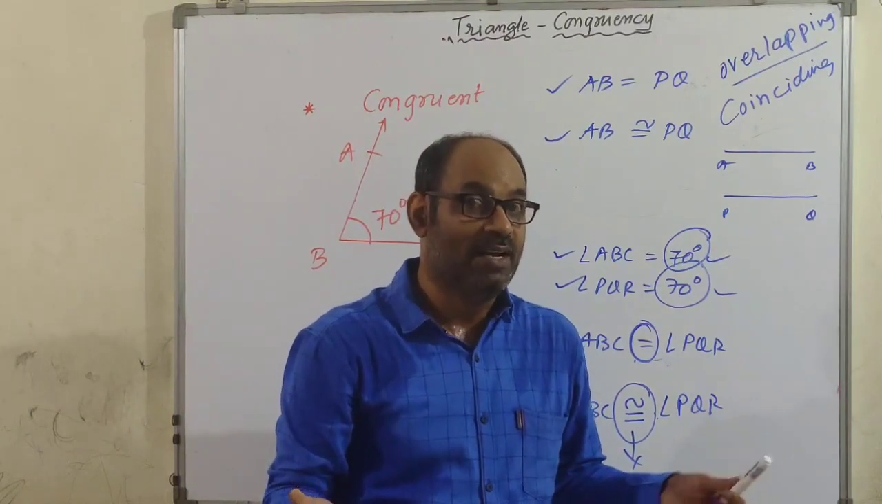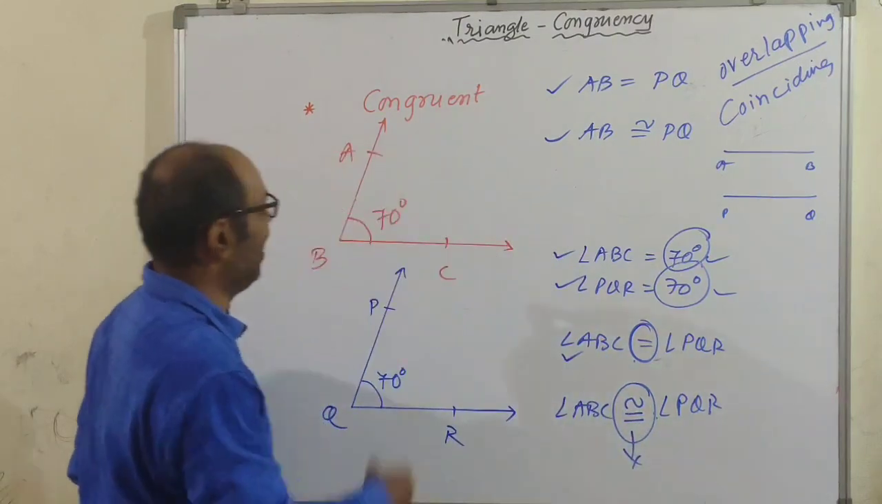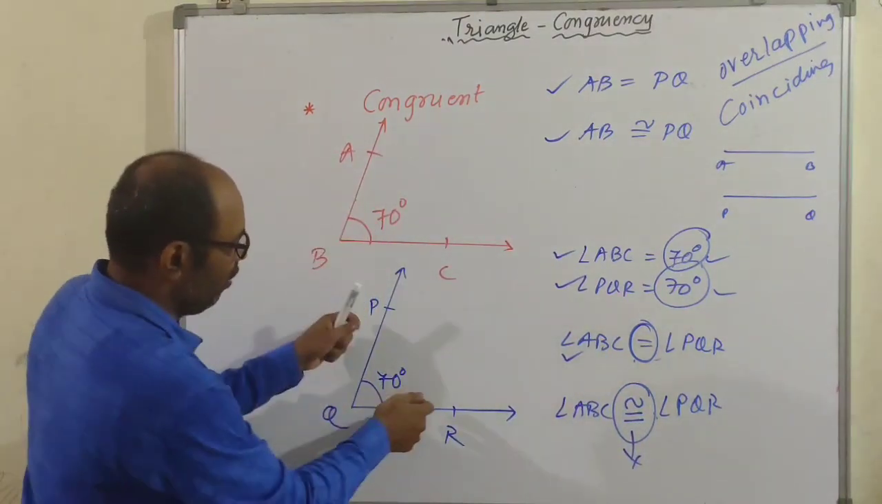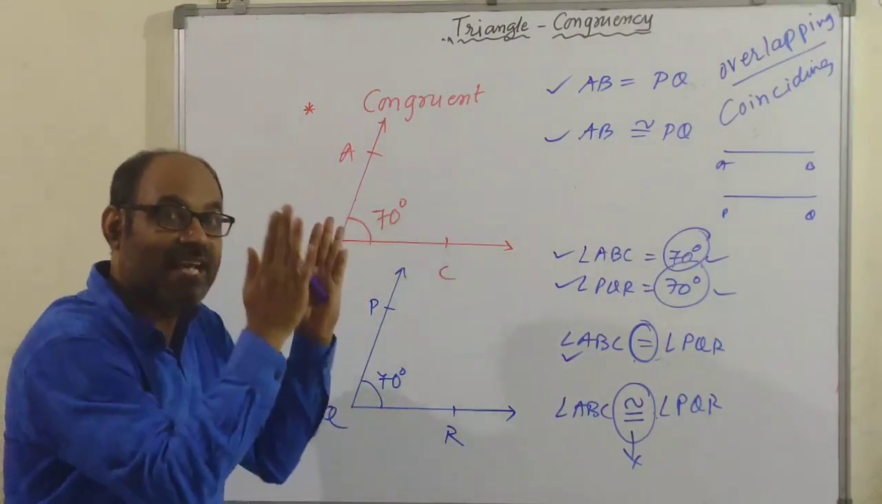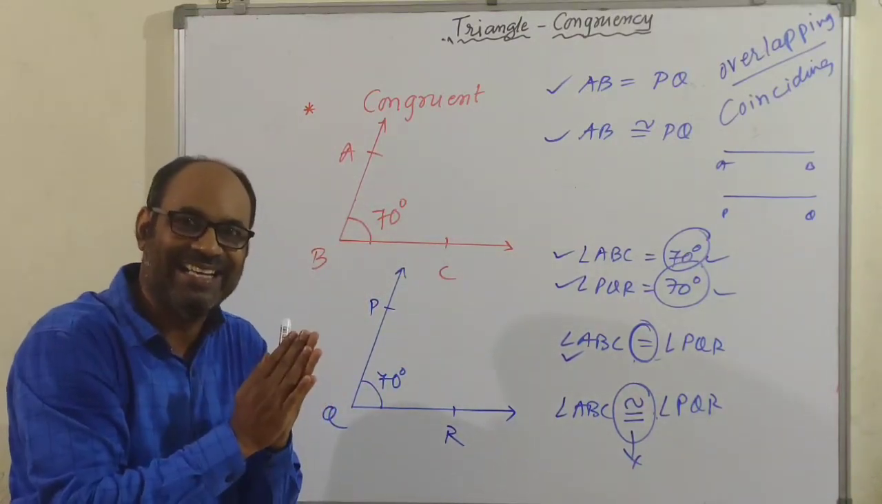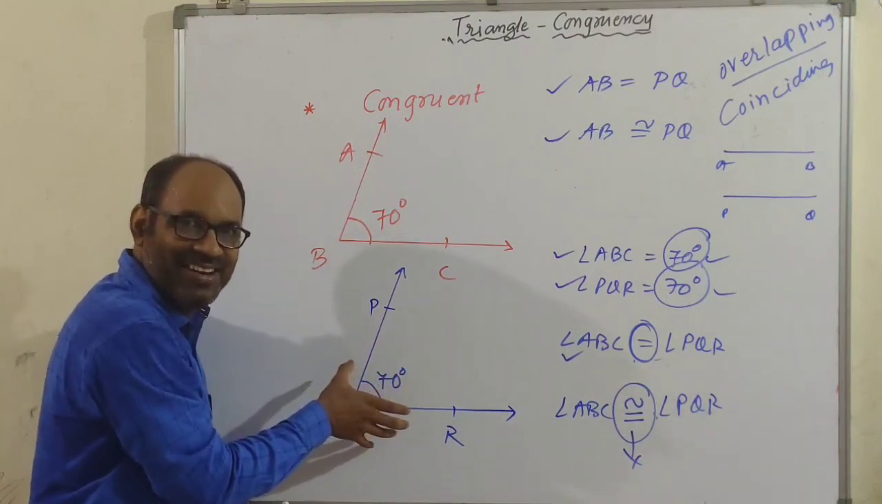But when will that happen? If those two line segments are congruent. Same way, these two angles are congruent. If I pick up this angle and place it on angle ABC, they will exactly coincide. They will exactly coincide. Can you realize that? Can you understand that, children?